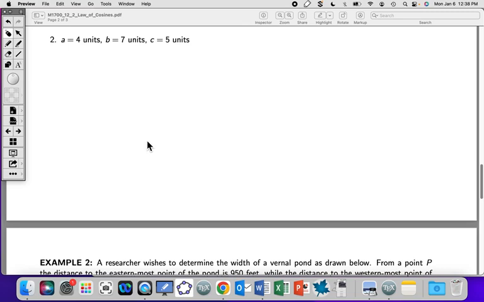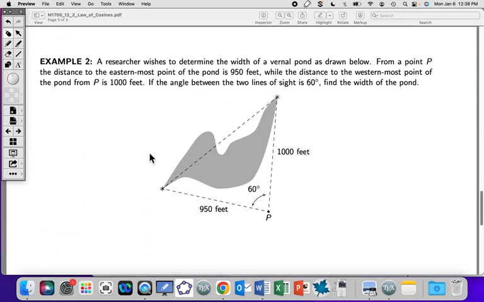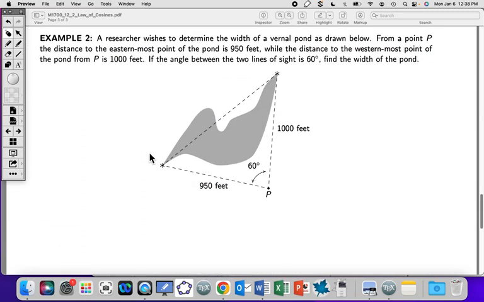So there you go. Example 2 here: a researcher wishes to determine the width of a vernal pond, as drawn below. From a point P to the easternmost point, the pond's 950 feet. To the other extreme, it's 1,000 feet. The angle between the two lines of sight is 60 degrees. Find the width of the pond.